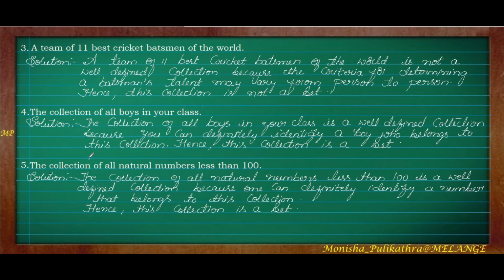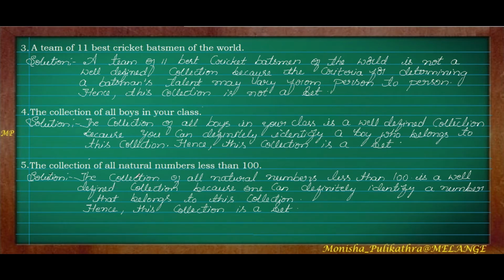Okay. So next, moving on to the fifth question, the collection of all natural numbers less than 100. Natural numbers start from 1. So less than 100 means 1 to 99. You can identify all the numbers which are less than 100, right? So this type of collection also comes under a set.